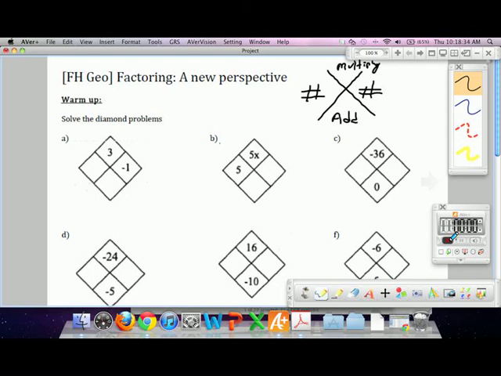We get the following answers to the diamond problem. So check your work. You should get -3 and -4 for the first one. X and 5 plus x, because we can't combine those unlike terms. Multiply to -36, add to 0 is +6 and -6. Or you could have flip-flopped them if you wanted. Doesn't matter the order in which you write these.